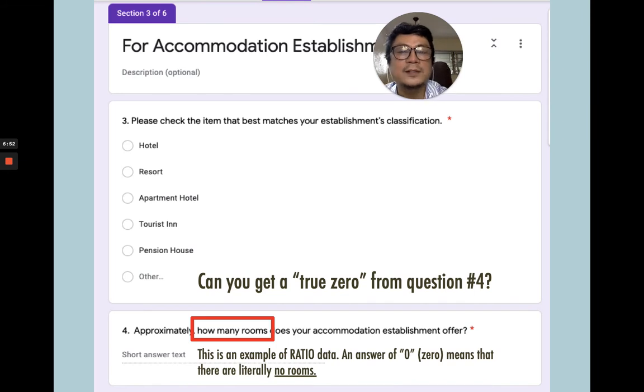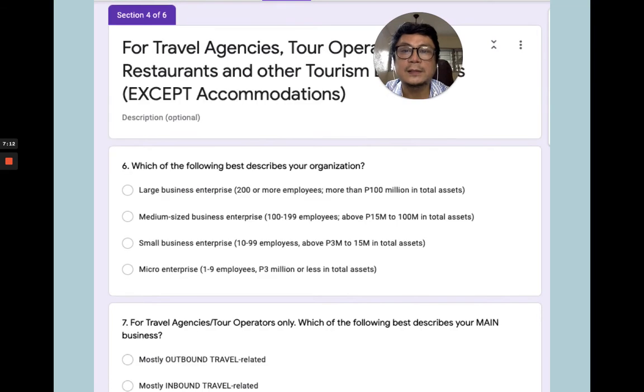Okay, but this number, if you look at the top, it says for accommodation establishments only. So if you are an accommodation establishment, you cannot answer 0 here, and this is interval data. But in the end, in the analysis, it doesn't really matter. It won't really make much of a difference. Now, this is for travel agencies, tour operators, and other establishments only.